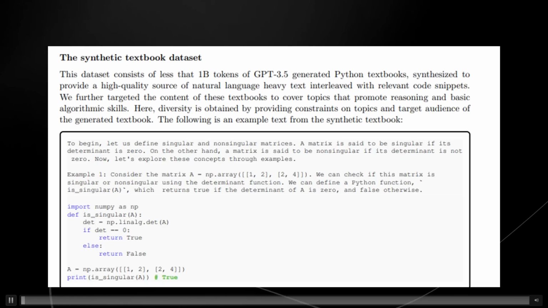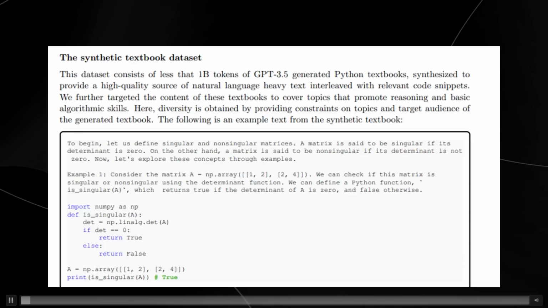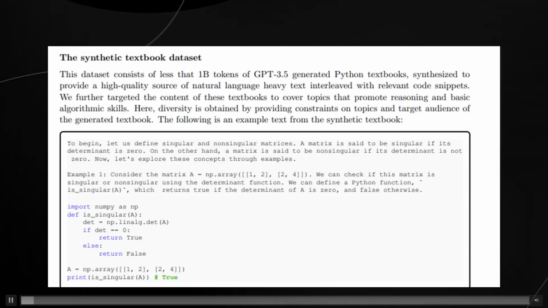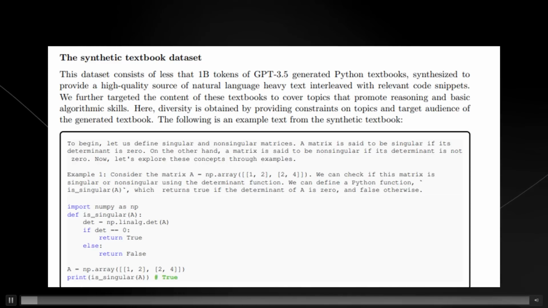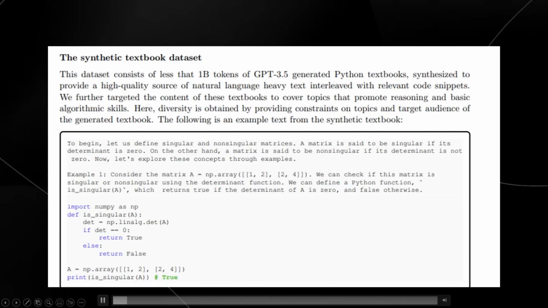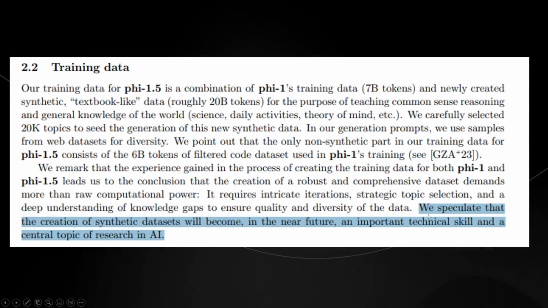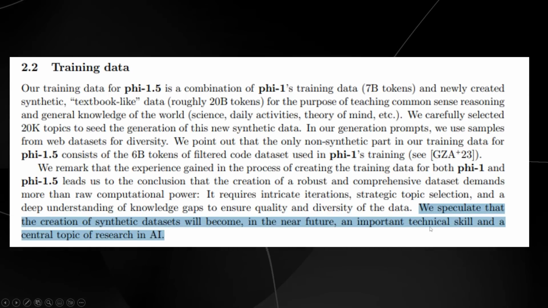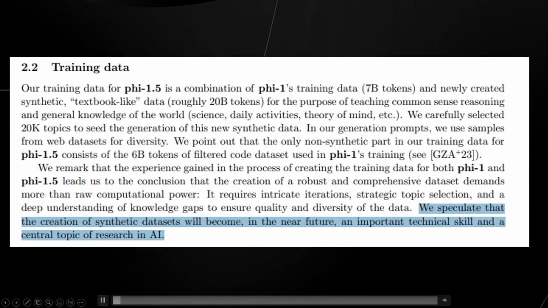Then you can see here the synthetic textbook dataset. This dataset consists of less than 1 billion tokens that GPT 3.5 generated, and they basically generated Python textbooks synthesized to provide a high quality source of natural language heavy text interleaved with relevant code snippets. And essentially they made synthetic books to teach this language model how to learn. They also state in the paper that we speculate that the creation of synthetic datasets will become in the near future an important technical skill and a central topic of research in AI, which is why we're covering this right now.